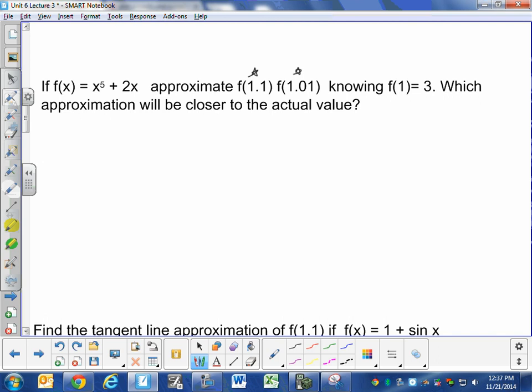I don't know what 1.1 to the 5th is. That's going to be tough to do. So I'm not going to do it. Instead, I'm going to approximate. So produce your tangent line around the points where you're trying to approximate. So I'll produce a tangent line at x equals 1. And then once I produce my tangent line, I'll plug in 1.1 to get my approximation, which will be the y value.